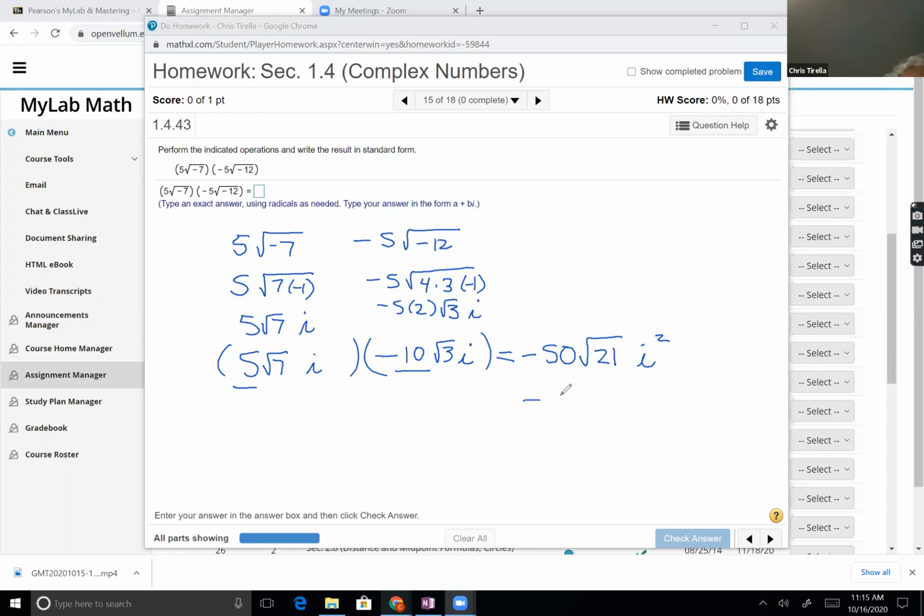And then i squared is negative 1. So that's negative 50 radical 21 times negative 1. So my final answer would be 50 radical 21. Go ahead. I was just going to say, can you multiply those two numbers to get a positive? Beautiful. Excellent. Spot on. So was it as bad as it first looked? No, it wasn't. Good. Should we look at another one?